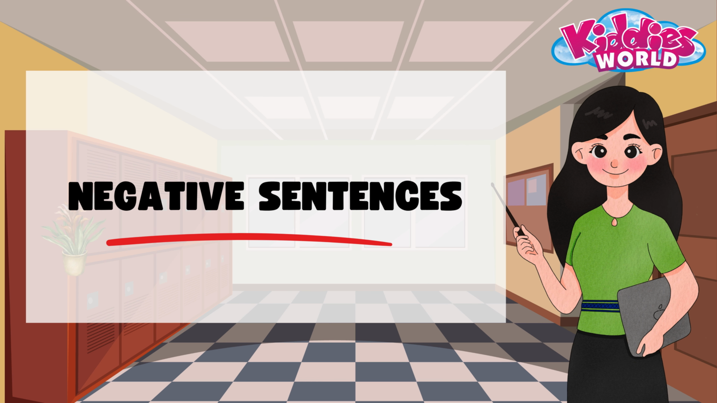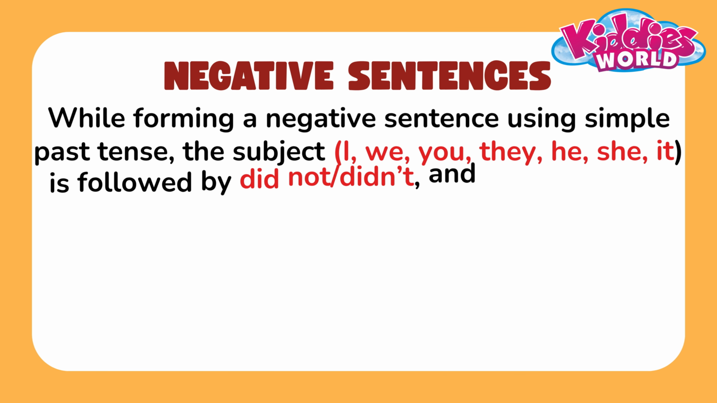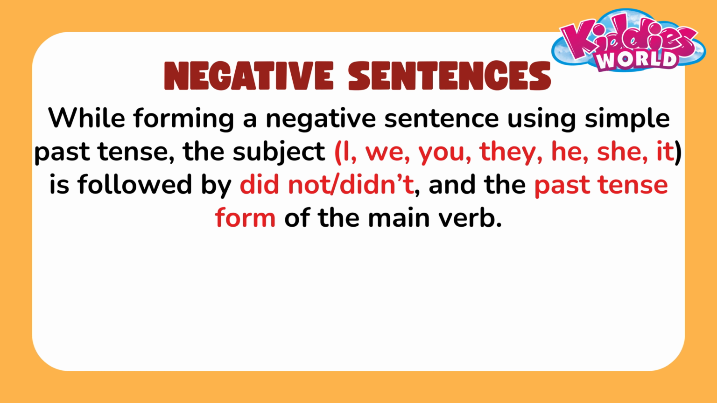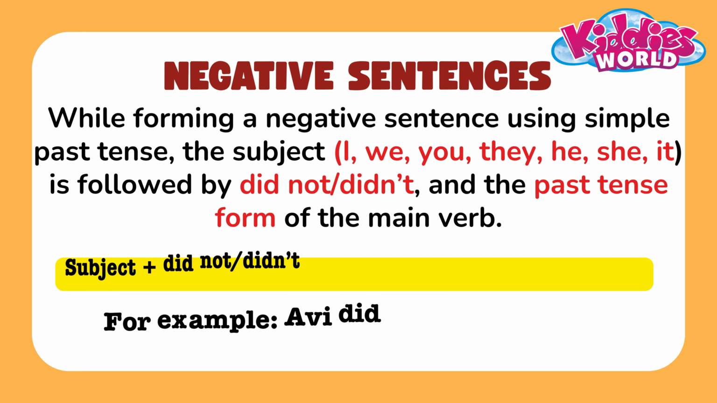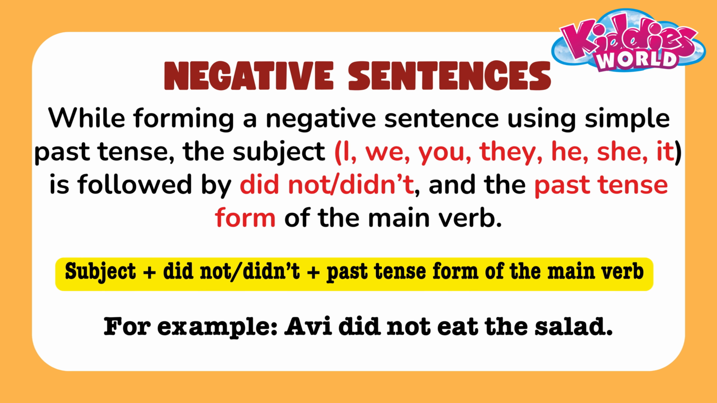Negative sentences. While forming a negative sentence using simple past tense, the subject I, we, you, they, he, she, it is followed by did not or didn't and the past tense form of the main verb. Check the form and example.